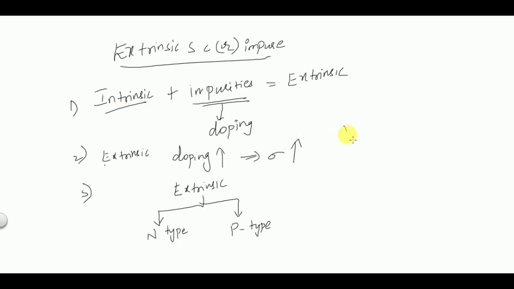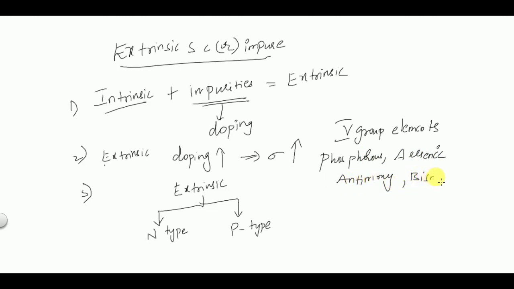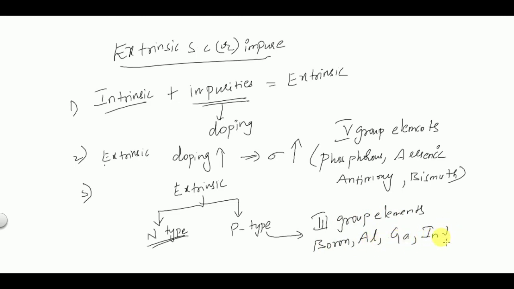If fifth group elements like phosphorus, arsenic, antimony and bismuth are added to the pure intrinsic semiconductor, then that type of semiconductor is called an N-type semiconductor. Similarly, if third group elements, for example boron, aluminium, gallium and indium, are added to the pure intrinsic semiconductor, then such an extrinsic semiconductor is called a P-type semiconductor. This is the classification of extrinsic semiconductors.